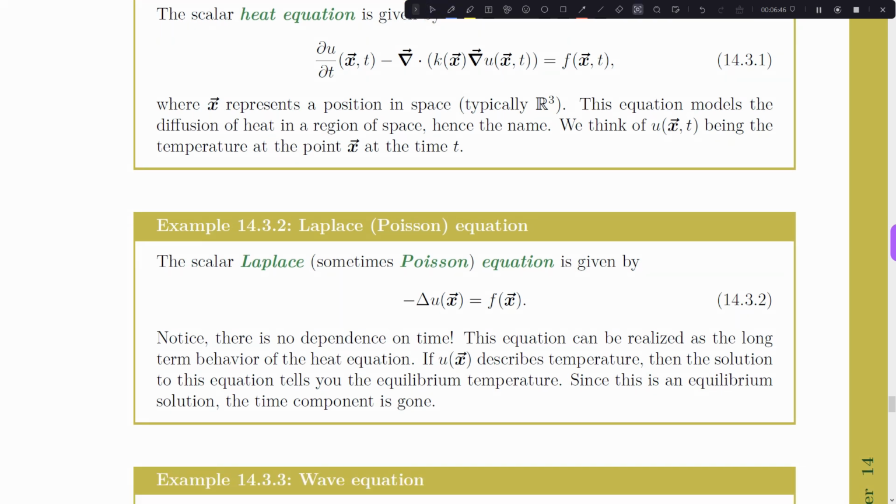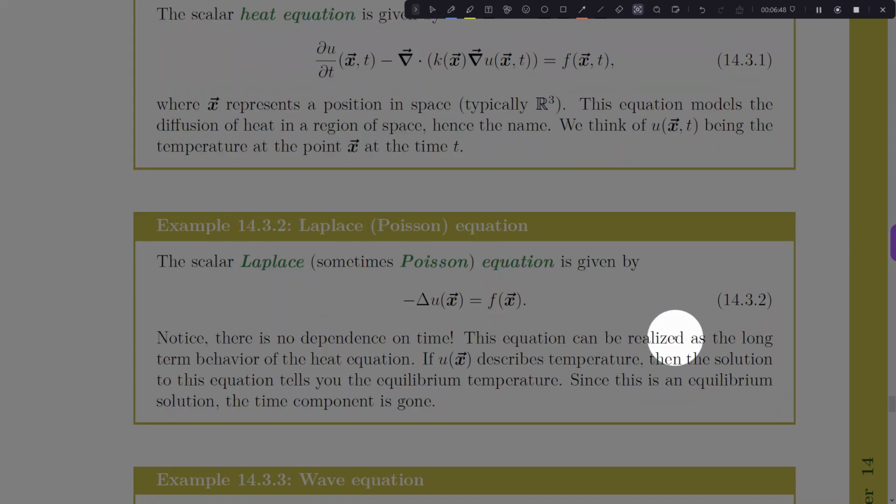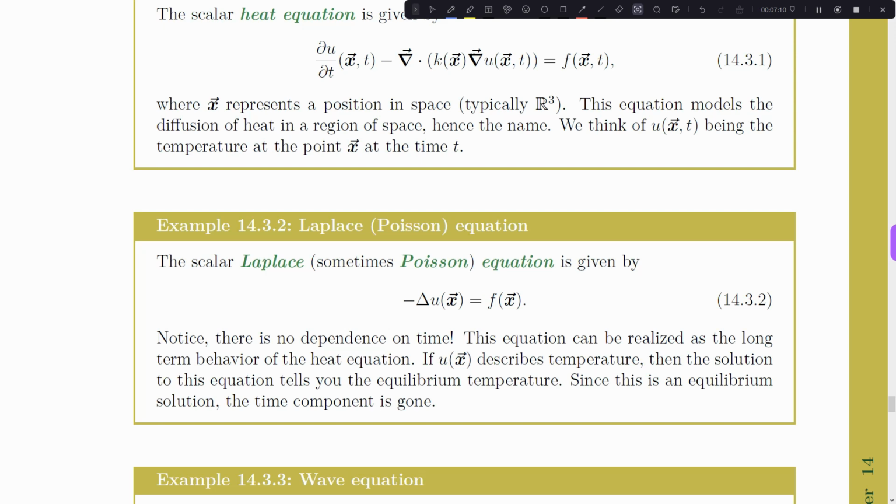And then something that's kind of interesting is that this equation can actually be realized, as in you can solve it. You can solve this equation using the long-term behavior of the heat equation. So if I end up solving this equation and I take the limit as t goes to infinity, then I would actually recover this equation, so long as t going to infinity of the function f actually converges right here.